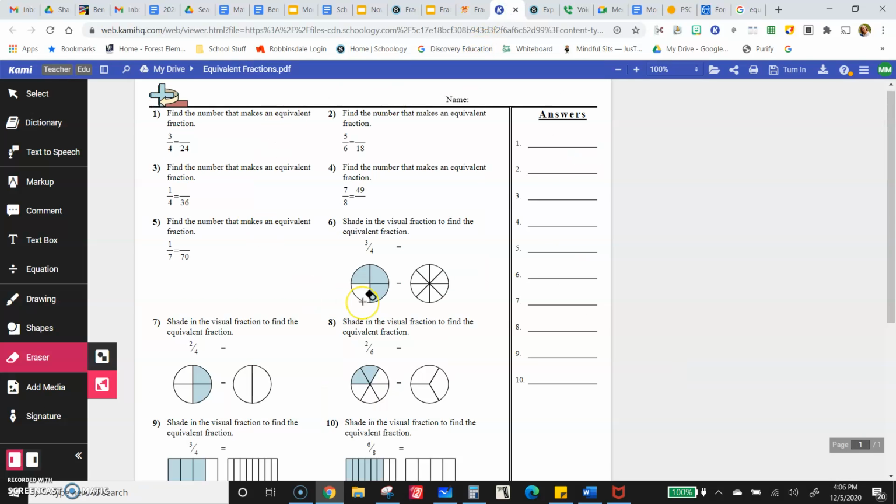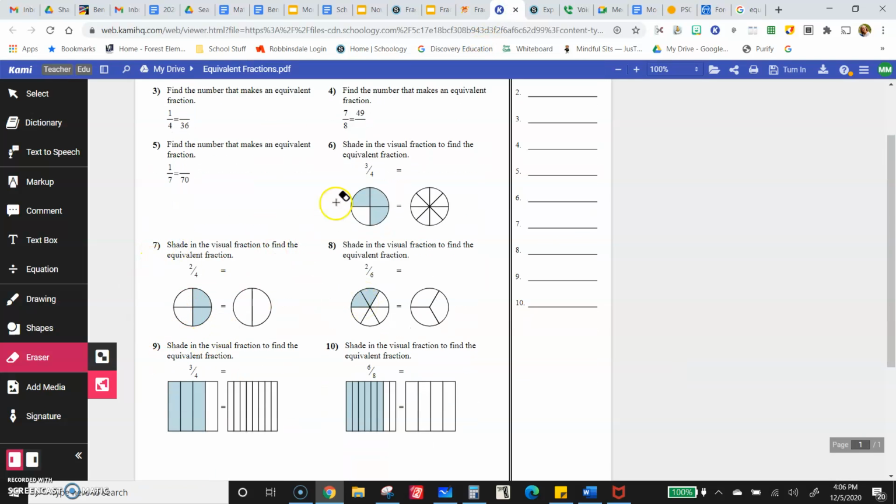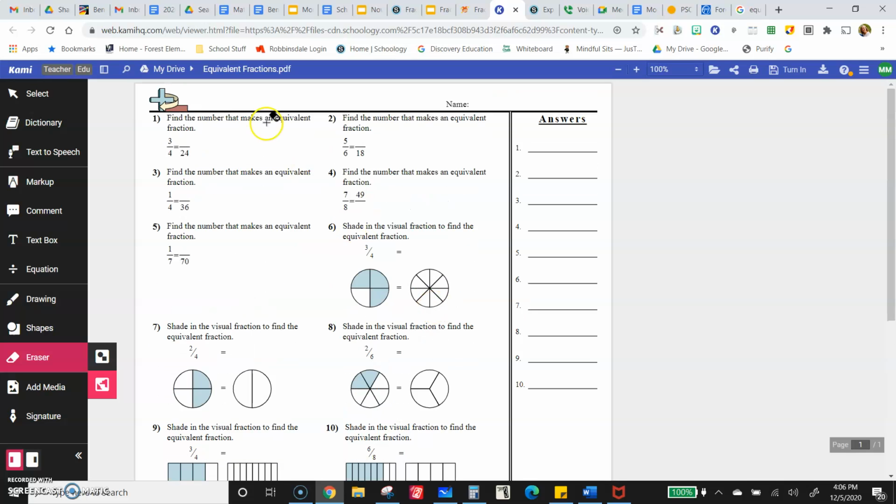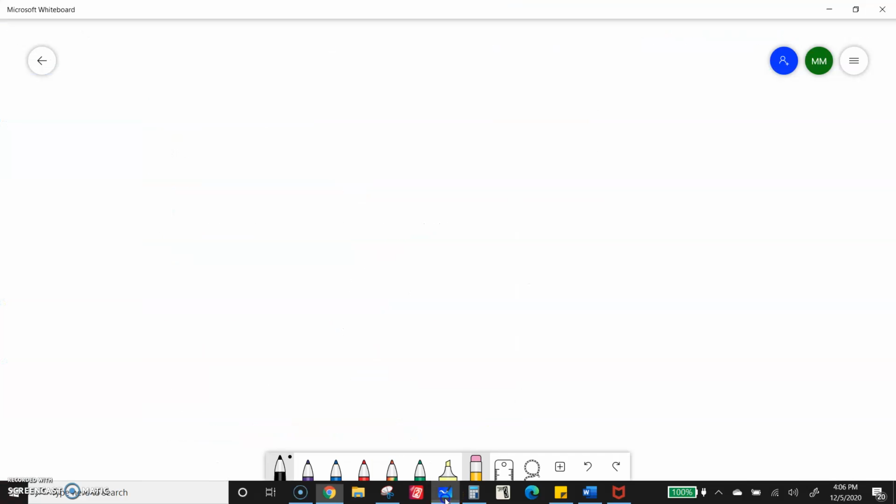Your assignment for this is a combination. So some of it is shading in an equivalent amount. So if I start with 2/6, I want to color in an equivalent amount over here, and then I name that fraction. Some of it is up here figuring out what's the missing number? The missing number tends to be a little harder, so let me do a few more examples of that.